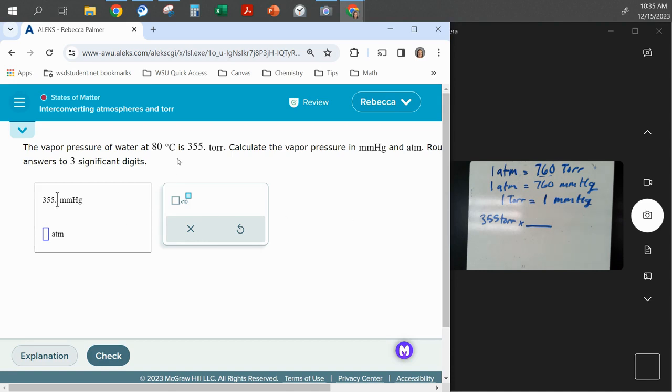Okay, so then the other one. We need to get to atmosphere. We have torr. So I'm going to use this one because that's relating atmosphere and torr. I'm going to put the atmosphere part on the top. I'm going to put the torr on the bottom.